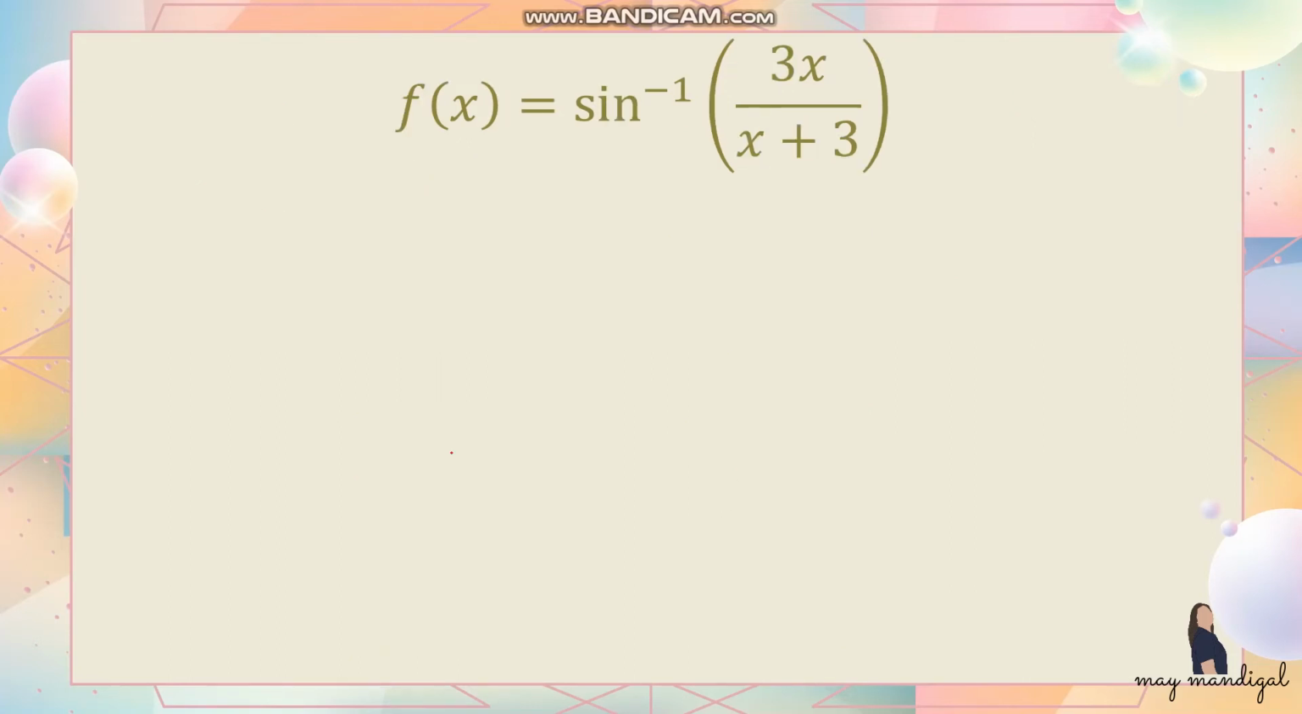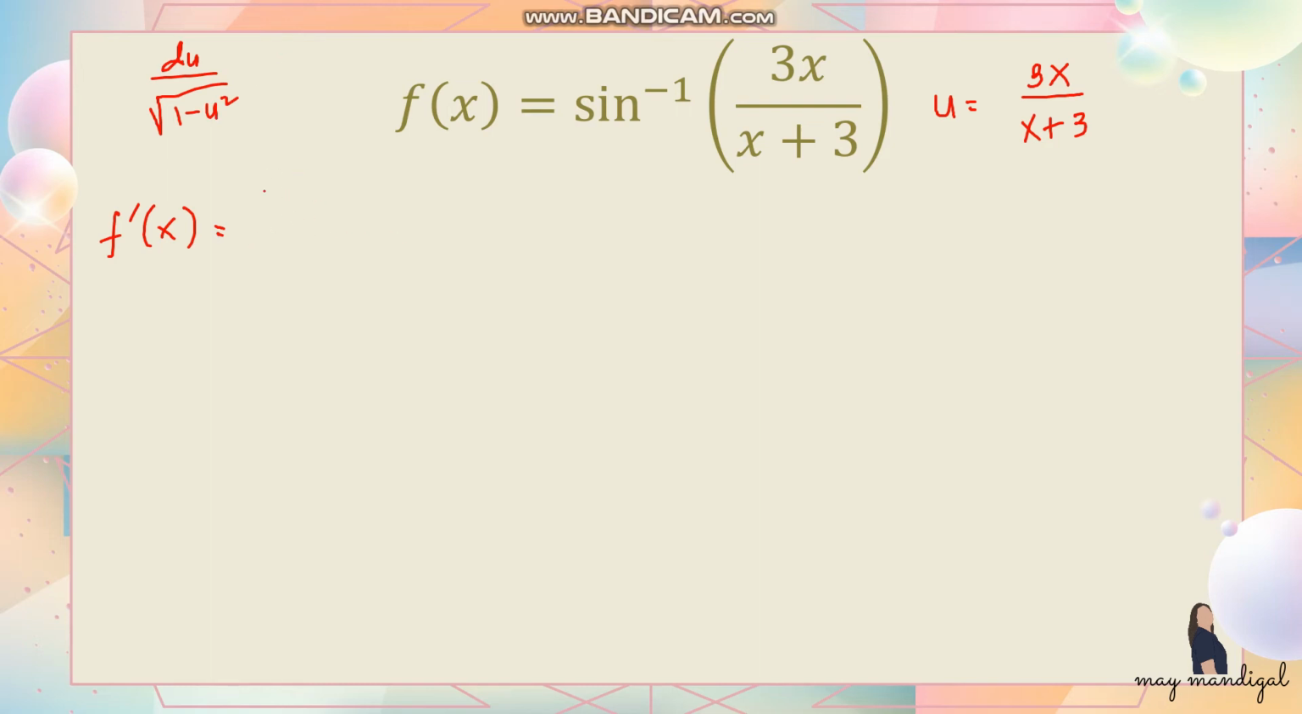And for our last example, let's say we have here arcsine of 3x over x plus 3. So in this case, the u that we will be using is the 3x over x plus 3. So we have here arcsine. So let's now get the derivative of that. So the formula, du over square root of 1 minus u squared. So that's the formula that we're going to use.